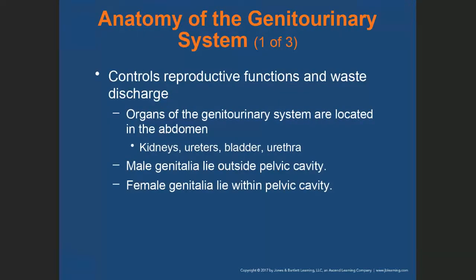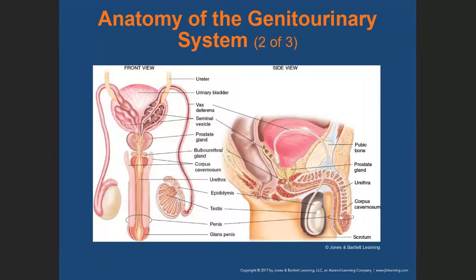Now, a review of the anatomy of the genitourinary system. Not going to spend a lot of time on this. Going to go deeper into it in the medical emergencies, but ensure that you review your anatomy. It controls reproductive function and waste discharge. Organs of the genitourinary system are located in the abdomen. So you have the kidneys, ureters, bladder, and urethra. Male genitalia lie outside the pelvic cavity. The female genitalia lie within the pelvic cavity.